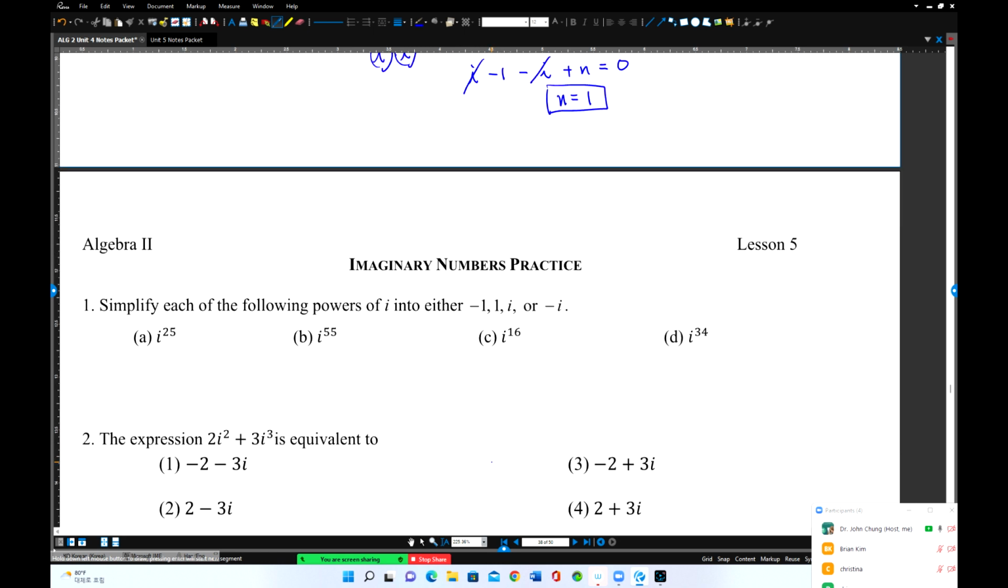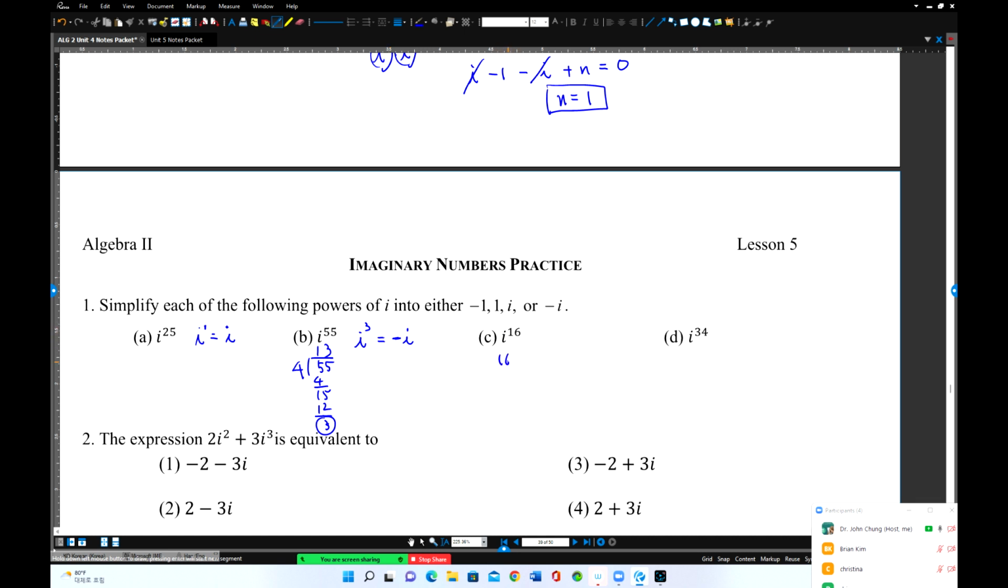Over here, I'm going to use what? Divide. 25 divided by 4 is what? The remainder is 1, right? So i to the 1 is i. That's it. 55 divided by 4, what is that? 4 into 15 is 3, 12. The remainder is 3. That means what? It equals i cubed. i cubed, you know, that is negative i, right? Simplify.